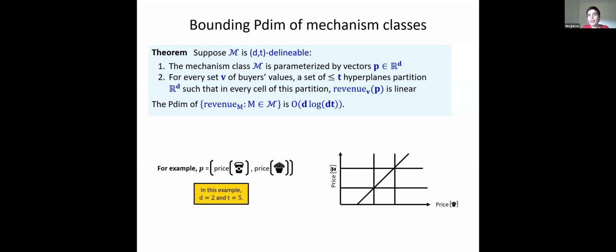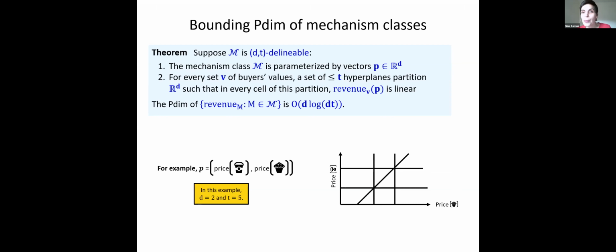So basically, what we can show is that if our mechanism design class is (d,t)-delineable, meaning it's parameterized by vectors in R^d, and if we fix a set of bid values our revenue function is piecewise linear with a number of pieces given by at most t hyperplanes, then the pseudo-dimension of our mechanism class is, up to constant factors, d log(dt). And this is a great bound because d is the number of parameters, so we're only linear in the number of parameters, and moreover, we're only logarithmic in t, which typically is the higher quantity.